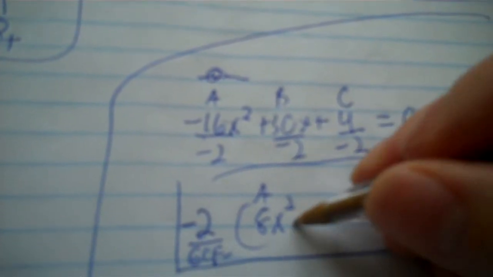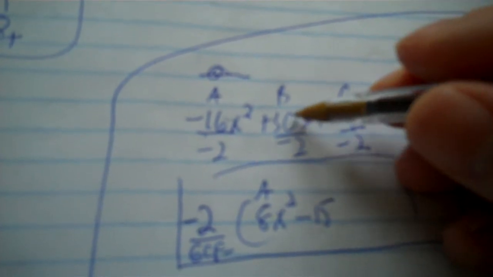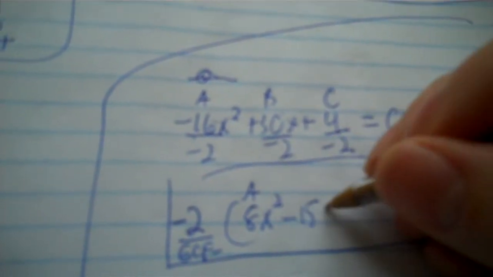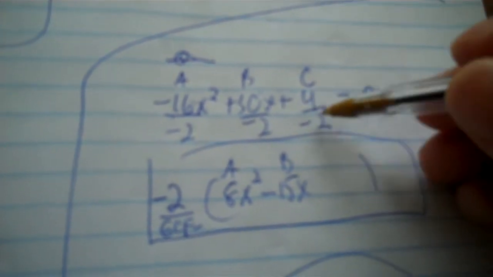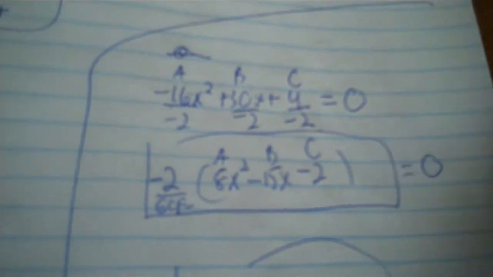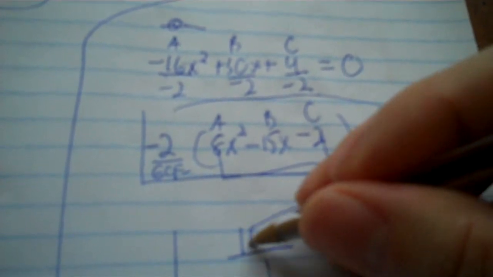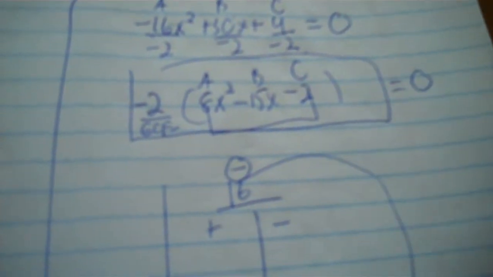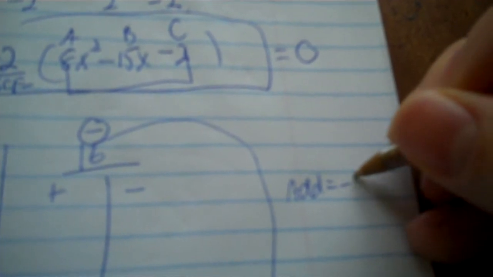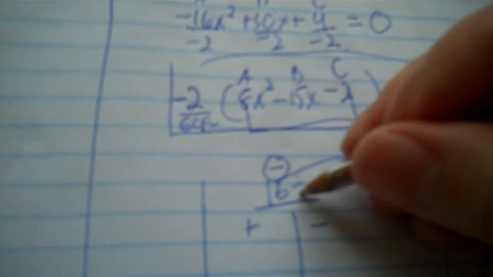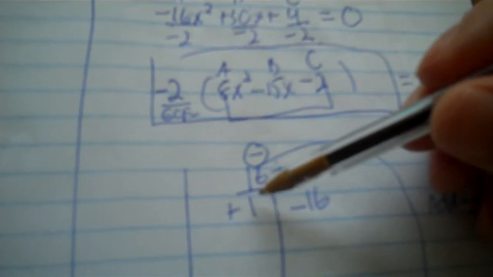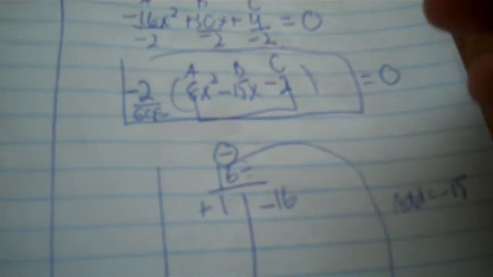So that's going to be 8x squared. That's my A, still, because it's got x squared. Minus 15, because positive 30 divided by negative 2 is negative 15x, that's my B. Positive 4 divided by negative 2 is negative 2, that's your C. Okay, now you have to factor the inside. Take your A times C, 8 times negative 2 is negative 16, so it's a positive times a negative. We're trying to add that to get negative 15. Doesn't take long, because 16 divided by 1 is 16. Positive 1 times negative 16 is negative 15.